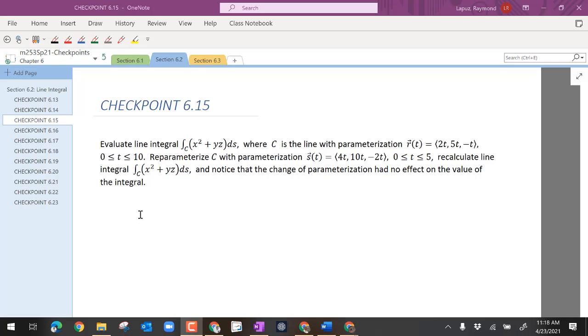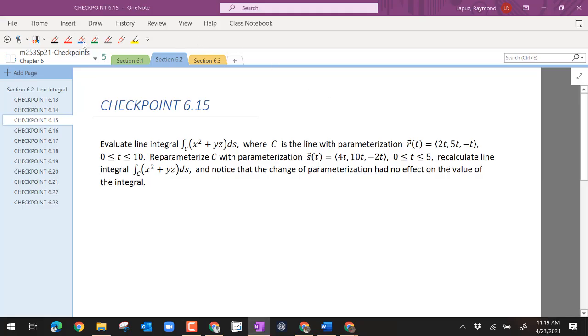Let's do checkpoint 6.15. They want us to evaluate the line integral, the integral over C of x squared plus yz, ds, where C is a line parameterized by r of t equal to 2t, 5t, negative t from 0 to 10. And then they want us to reparameterize C with a different parameterization, s of t, that's 4t, 10t, negative 2t from 0 to 5. Recalculate the line integral and notice that the change of parameterization has no effect.